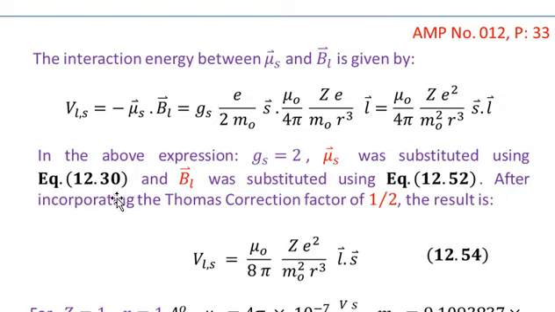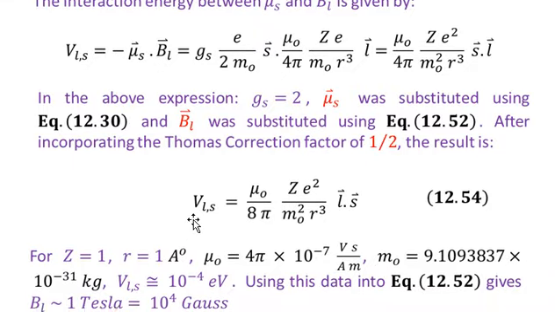Mu s was substituted using equation number 12.30, and Bl was substituted using equation 12.52. After incorporating the Thomas correction factor of 1/2, the result is, so you see that I am going to include the Thomas correction factor of 1/2 in the previous equation to write the actual relationship, which is shown in equation number 54. So VLS, the magnetic potential energy due to the interaction of the spin magnetic moment with the magnetic field due to the motion of the electron, which we call Bl, is given in equation number 54 after incorporating the Thomas correction factor of 1/2.